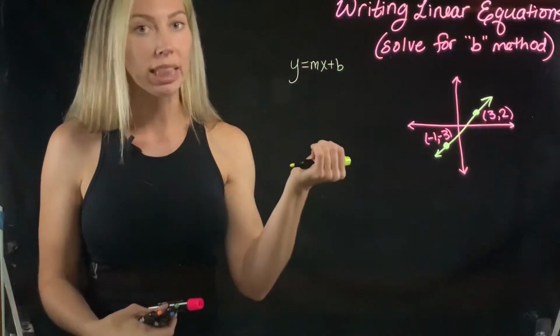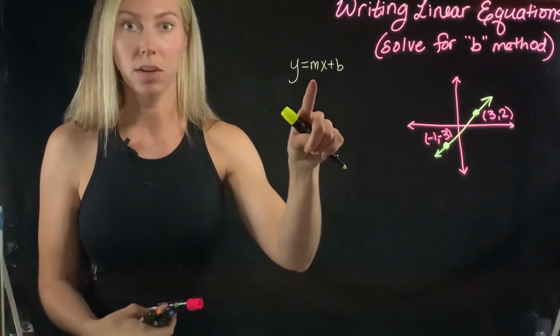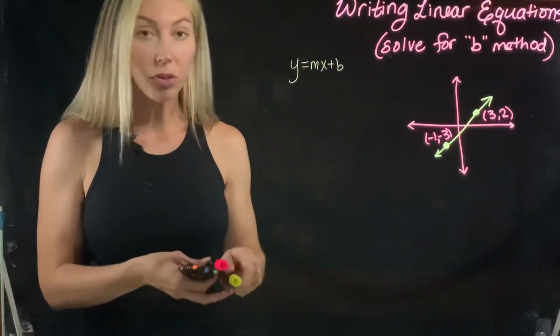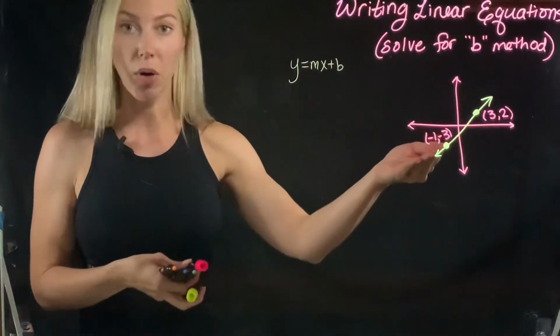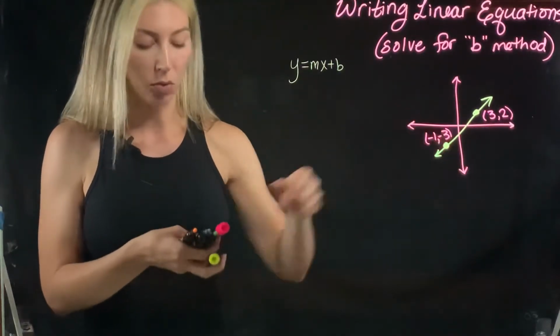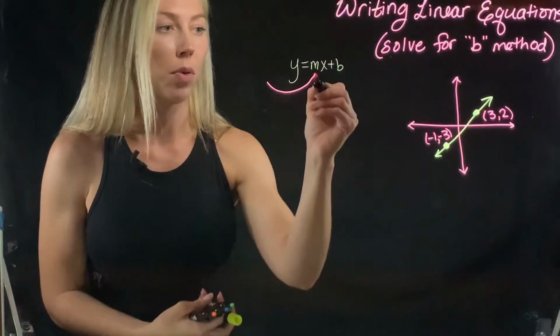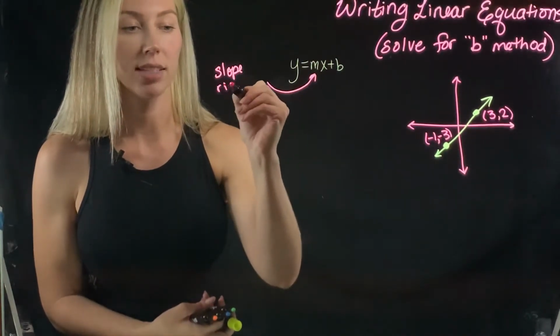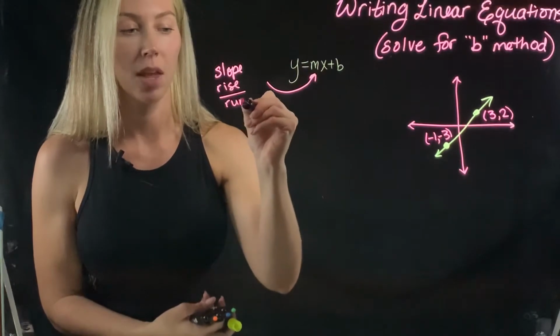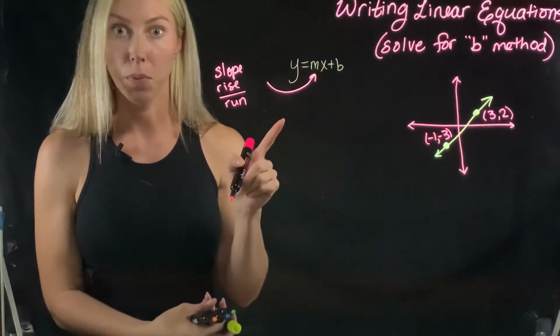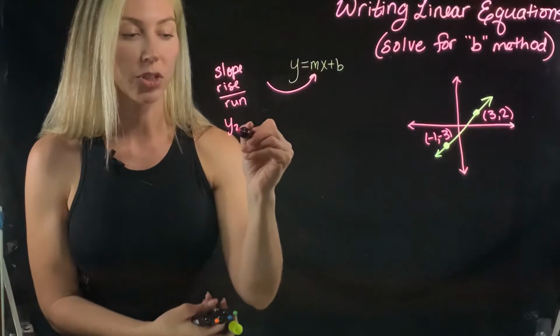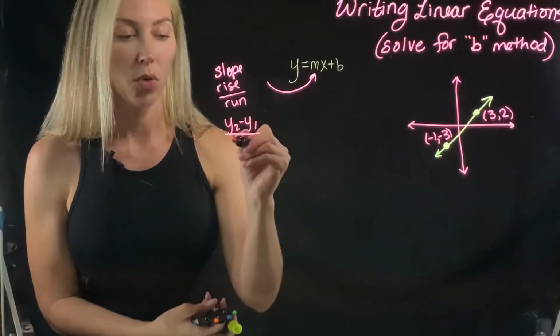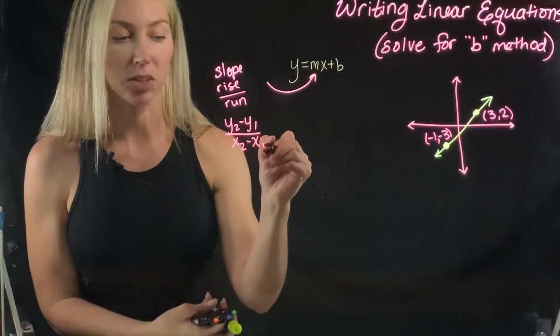So let's start first by finding m, which is the slope. If you were using a graph, you could easily just count rise over run. So we know that slope is rise over run, but we also have a formula for slope. The formula for slope is y2 minus y1 over x2 minus x1.